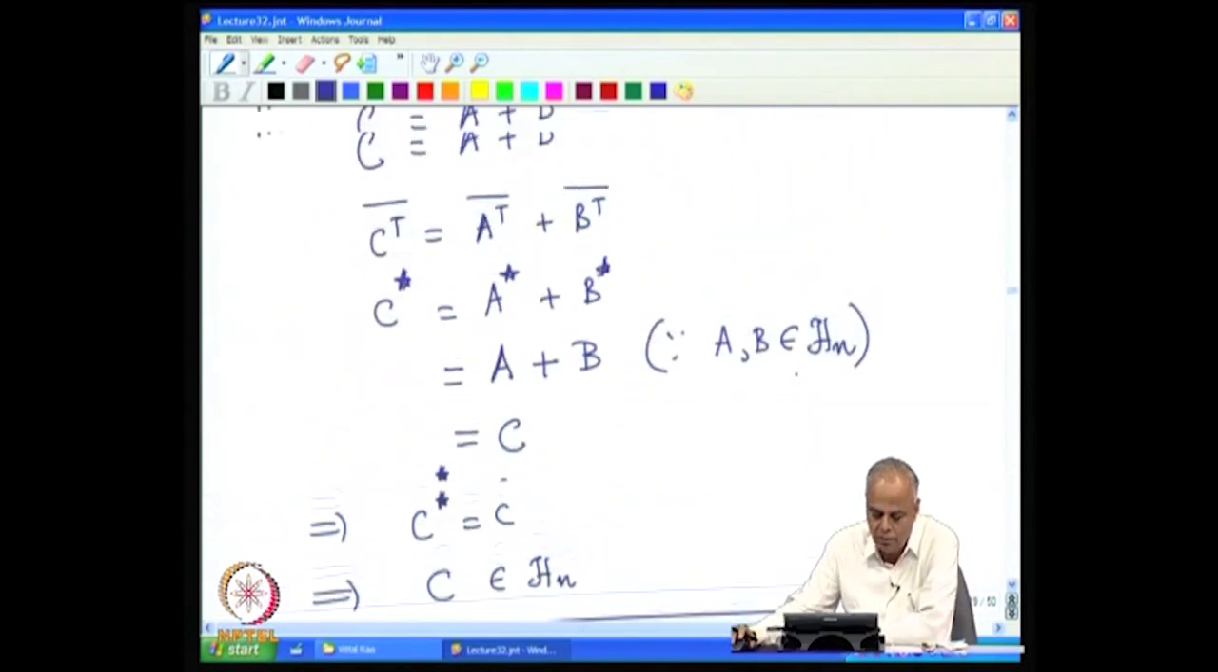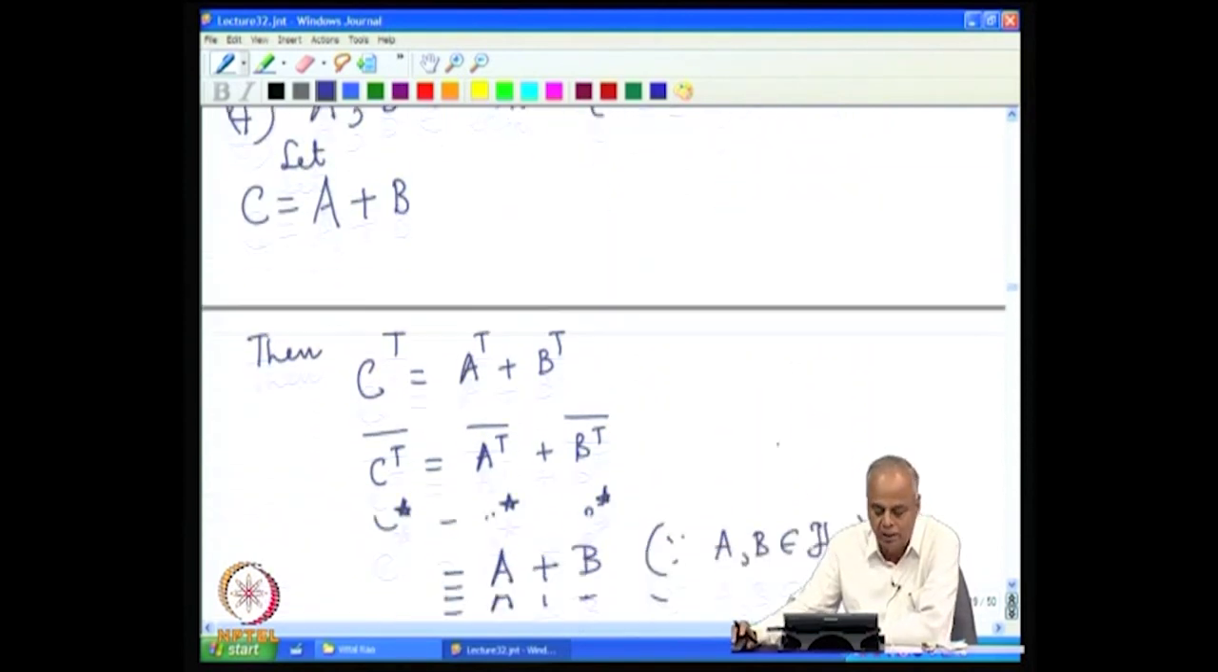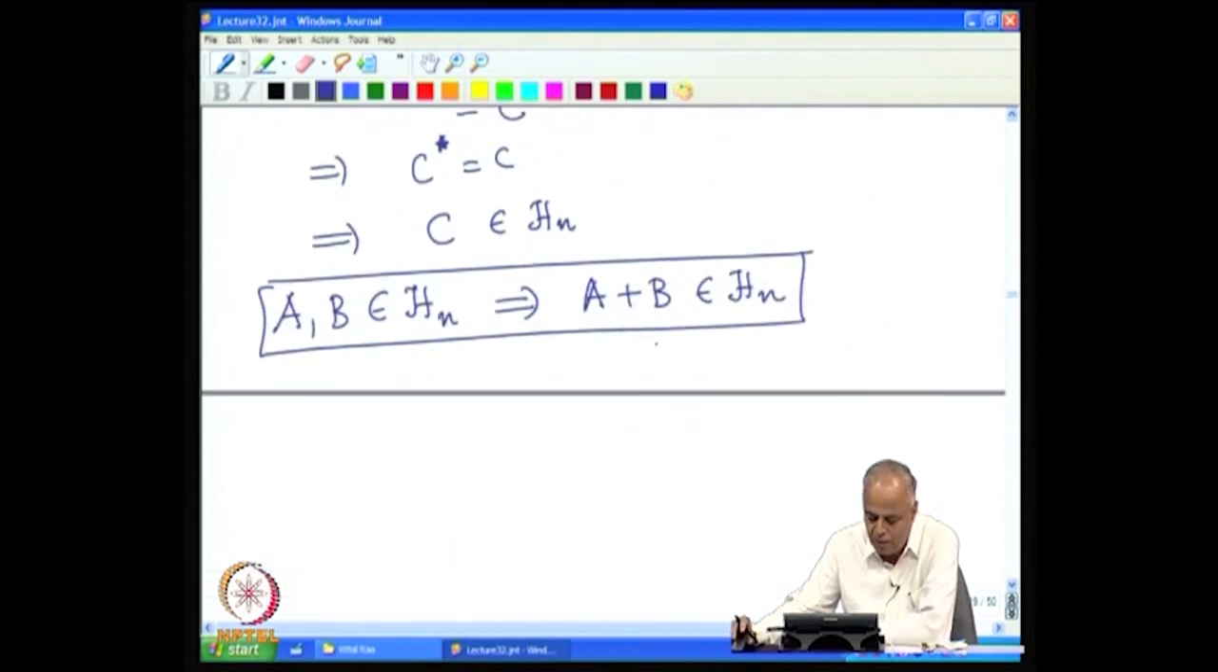So that is the fourth important property. However, there is a slight problem as far as scalar multiples and products are concerned. Let us look at a Hermitian matrix and take any complex number C.